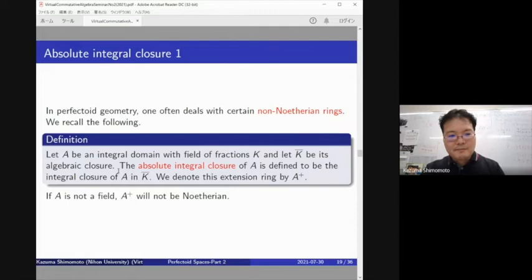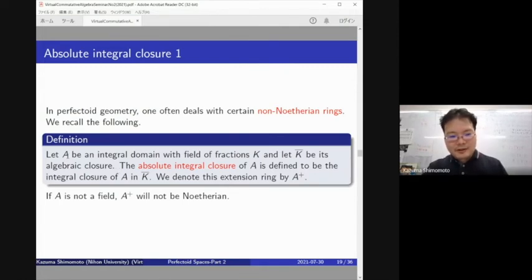Okay, so in perfectoid geometry, we often deal with non-Noetherian rings. But can we actually discuss any non-Noetherian ring? So the answer is of course not. So we have to somehow pick out nice candidates of non-Noetherian rings to study perfectoid geometry.